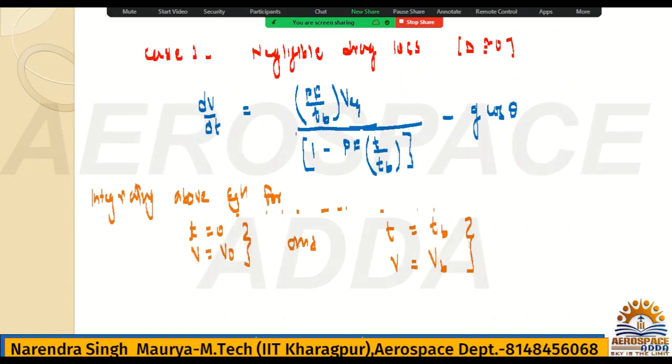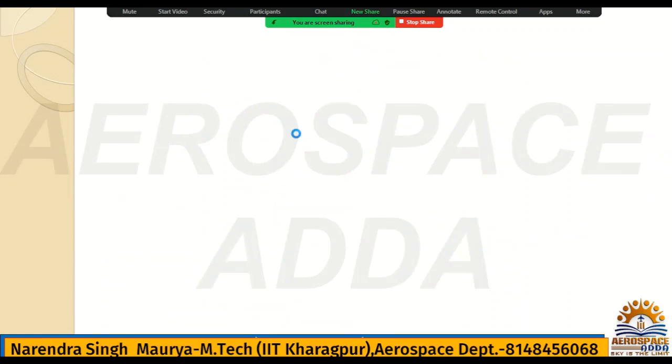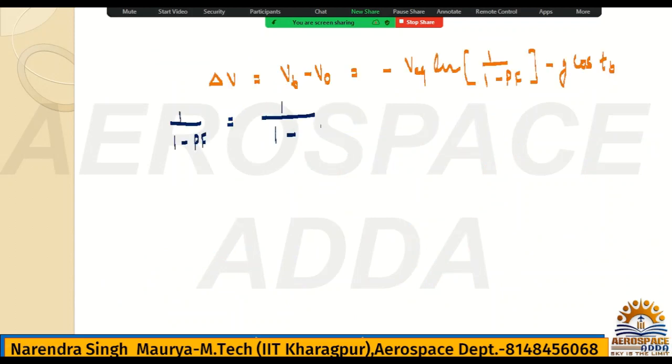It is the propellant fraction. I told you here, it is nothing but MP by M naught. Check. If you solve this, then what you will get? This is the initial mass M naught, and this M naught minus MP, as I explained in the previous class, is also called MF.